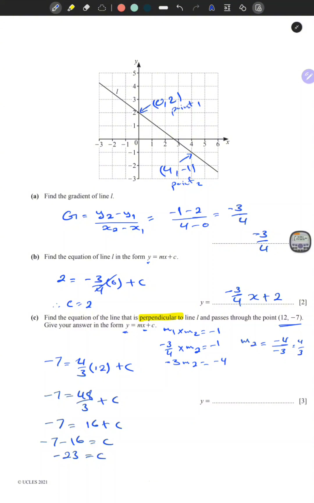So it will be easy for me to put the numbers in this form. y equals the new gradient, which is 4 over 3 x, plus c, and the value of c here is -23, so it will be y equals 4 over 3 x minus 23.